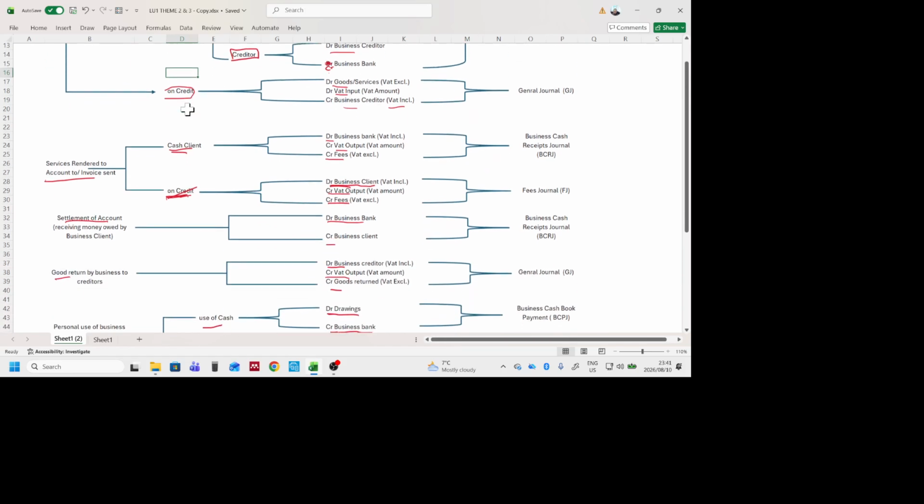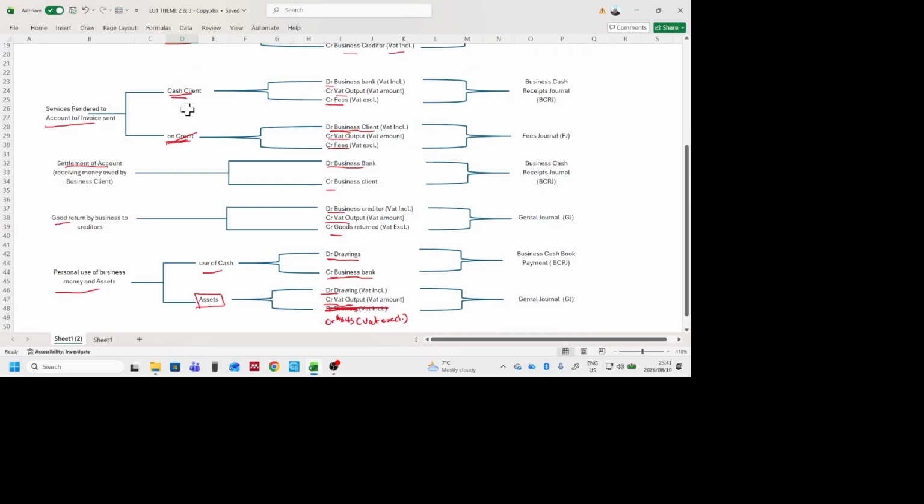And then every time you render a service to a client, if it's a cash customer, you will be charging that customer VAT, and therefore the VAT that you charge the customer will be the VAT output. So the money that you are receiving in your bank account should be the amount that includes VAT. And then your fees will therefore exclude VAT. Even if you are rendering a service on credit, your fees will still exclude VAT, but the amount that you're owed by the customer will include VAT. And therefore, you'll also indicate a credit to VAT output to indicate the liability with the amount owed to SARS.